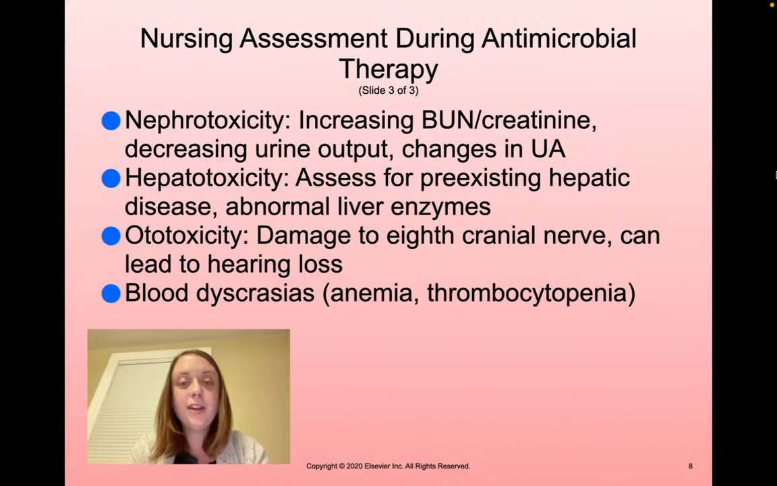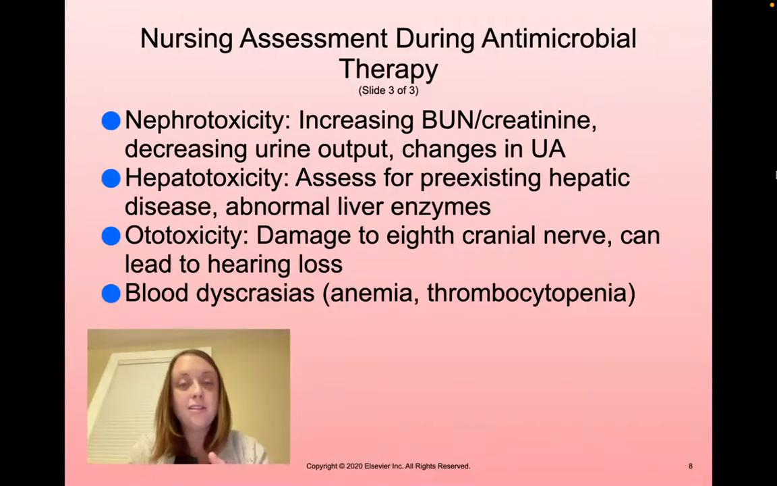And finally, when we're giving antimicrobial therapy to our patients, we need to assess for common adverse reactions they can have. Lots of toxicity is associated with these agents. So, nephrotoxicity, or toxicity to the kidneys, is a big one. So, we're checking for things like increasing BUN, increasing creatinine, a decreasing urine output, or changes in the urinalysis.